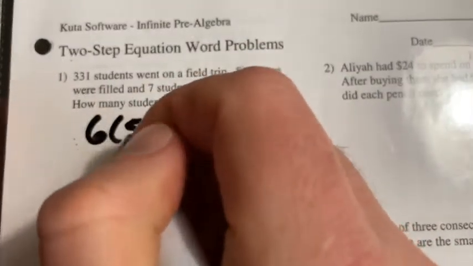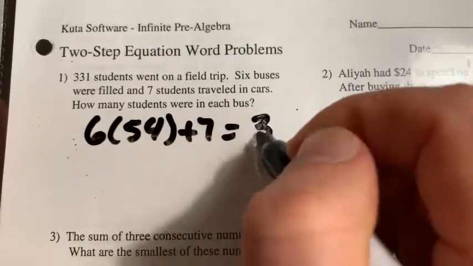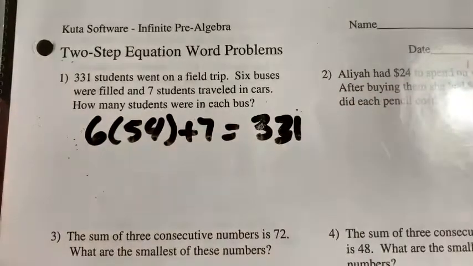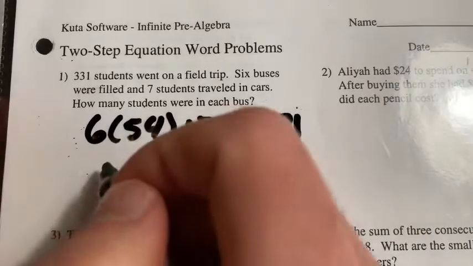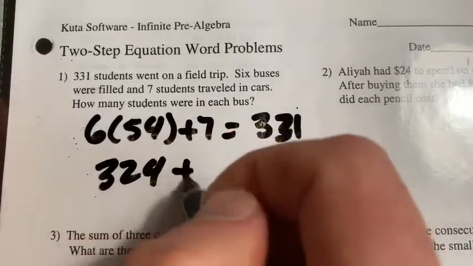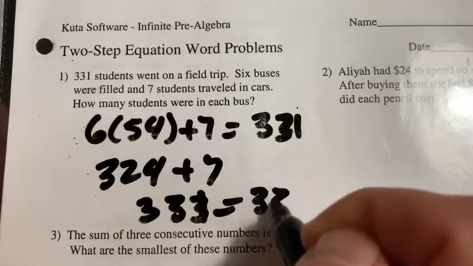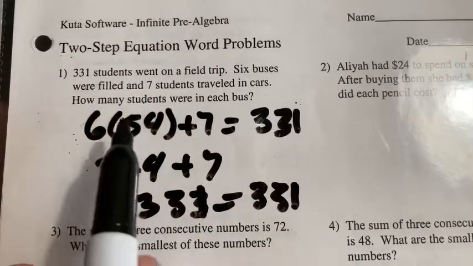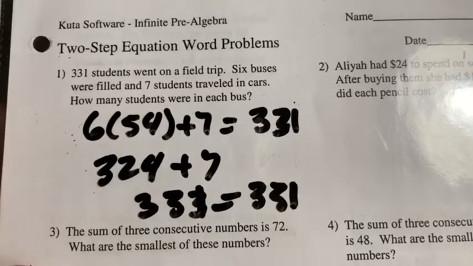And we can test that by then going 6 times 54 plus 7 will equal 331. And when we punch that into a calculator, 6 times 54 equals 324, plus 7 equals 331, 331 on both sides. So when we punch in the variable back into the equation, it's correct. We know we're looking good.